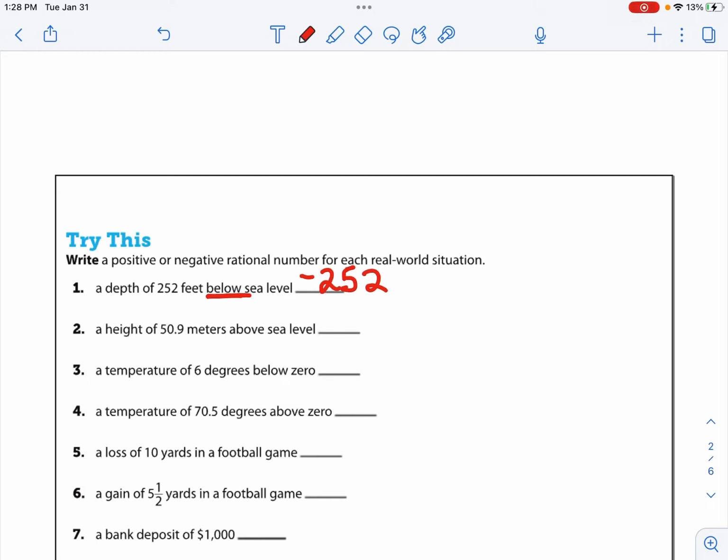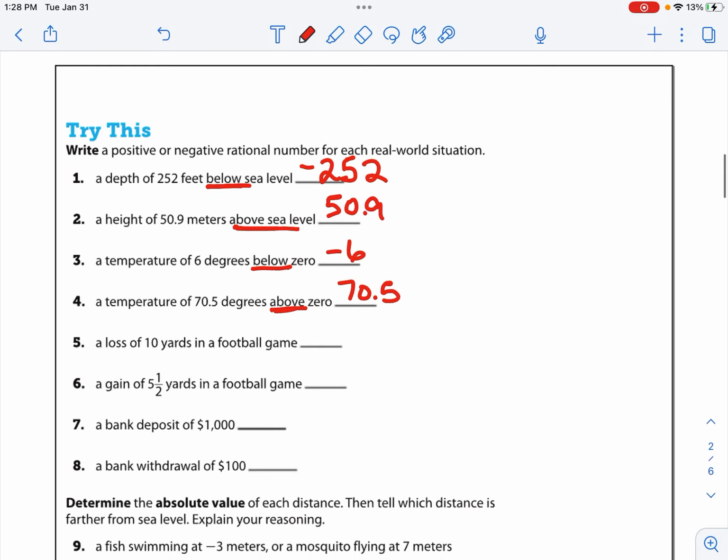All right, and then we have something that is above sea level. If it's above sea level, it's a positive number. So we're just going to leave it as 50.9. And then you have a temperature of 6 degrees below 0. That's going to tell us it's negative. And a temperature of 70.5 degrees above 0.